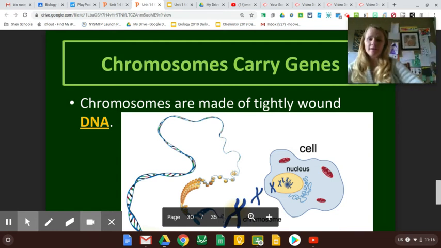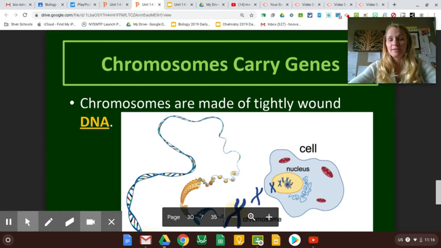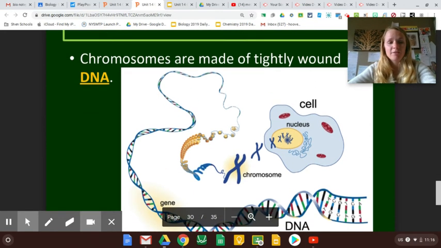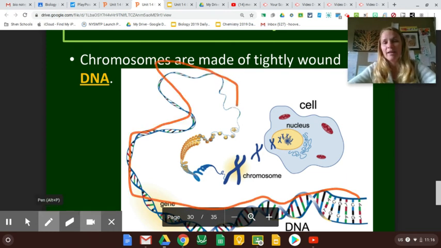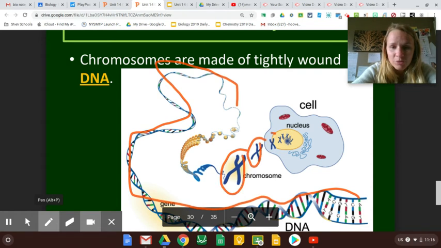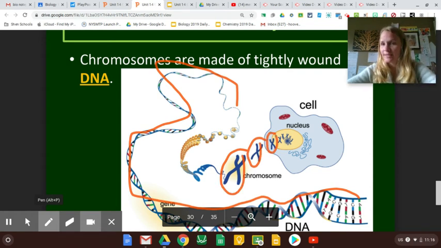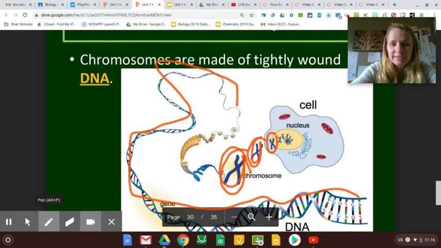All right, moving on to genes on chromosomes. Really cool stuff. So again, this whole big, long double helix thing, that is DNA. And if you wind a bunch of DNA up into little X's, those are chromosomes. But they all contain that DNA. So that's just DNA wound up into these little pieces called chromosomes.